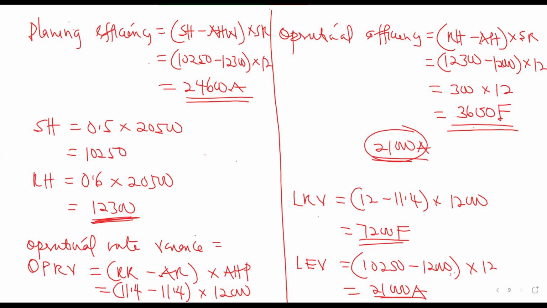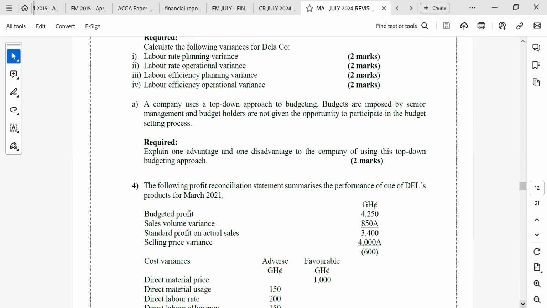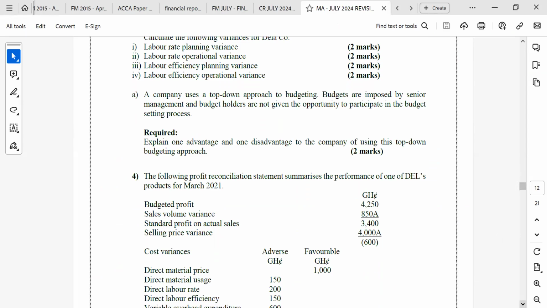Okay. So let's count to, we have less than 1 hour. Let's see what we can do about the remaining ones. Hello, sir. Yes, yeah. Please, so the operational rate variance, is that right? Yes, please.